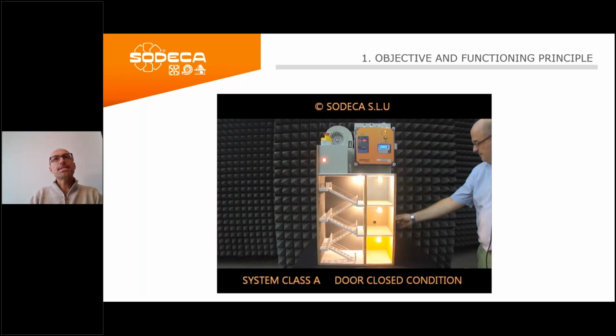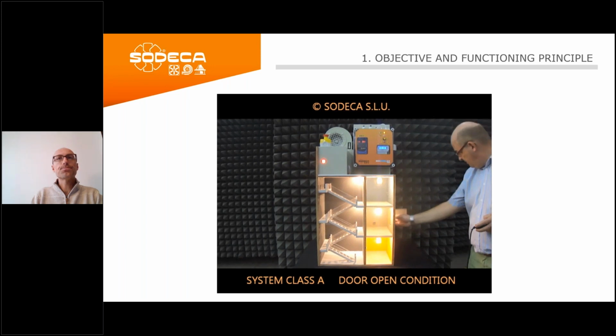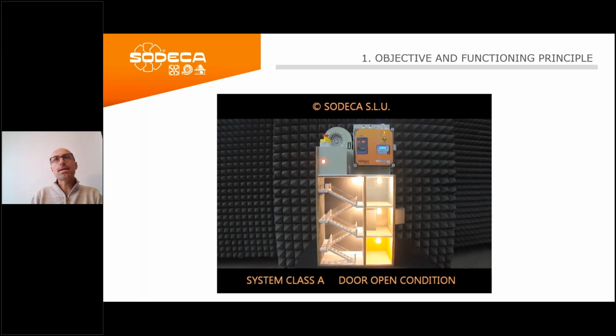In this other scenario, we have activated the pressurization system and we are trying to apply the conditions for a system class A. We will see the classes of systems later on. In this case, you can see that the smoke does not spread into the staircase.